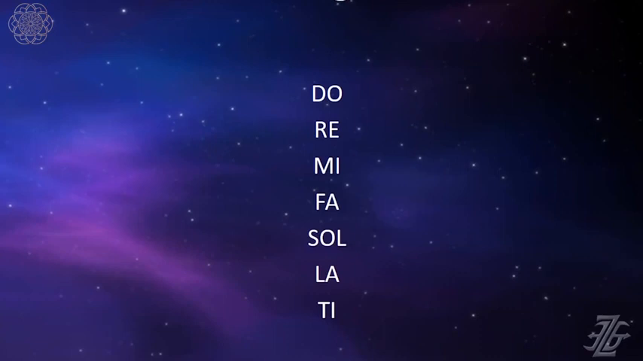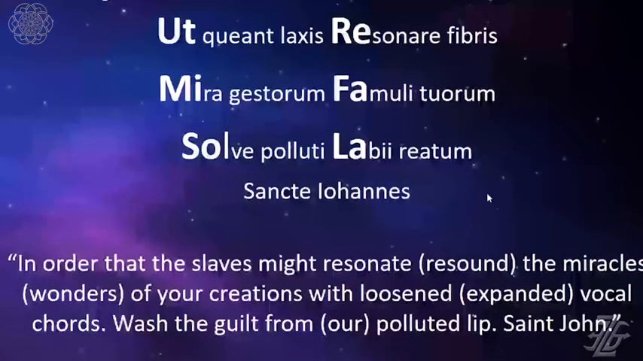And this solfeggio scale came from this hymn to John the Baptist that was in Latin. And here is the hymn. So I'm not going to read it because I don't know Latin, but I will go ahead and show you the higher octave resonances here. So ut was actually the original thing before do. Do was an English addition to it, and ut was taken out, but it was originally ut. So it would go ut, re, mi, fa, sol, la. It would go up and up and up.